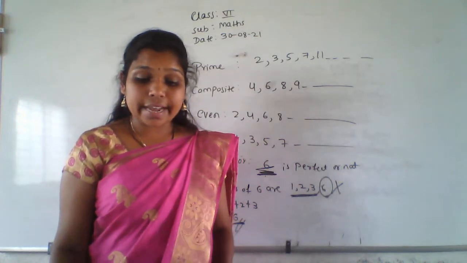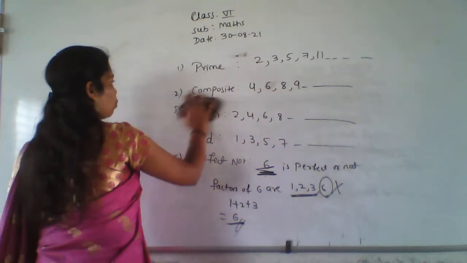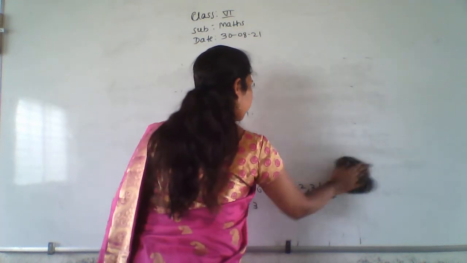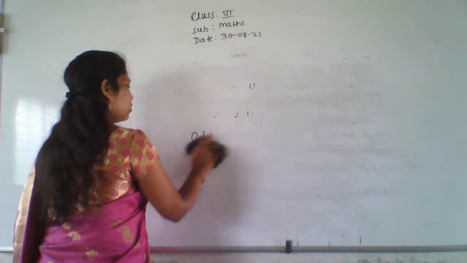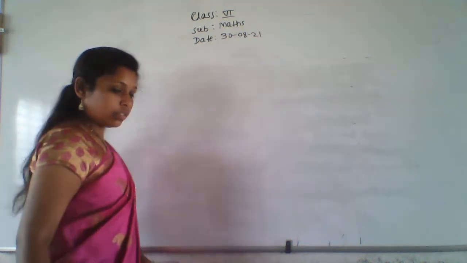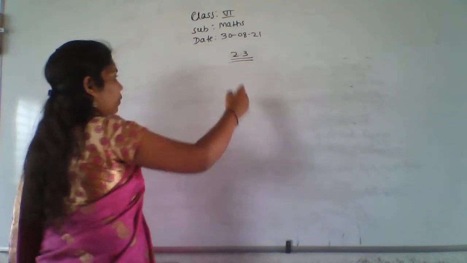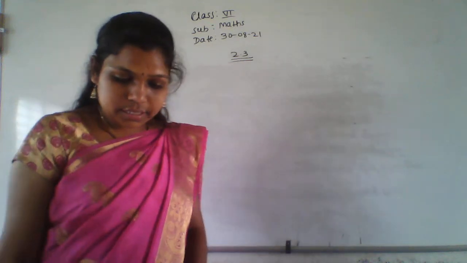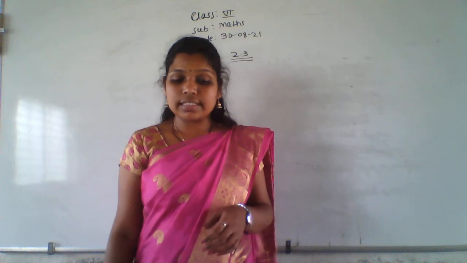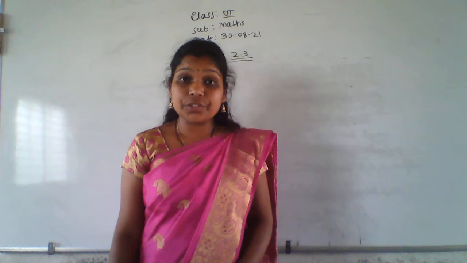Now we will go for exercise number 2.3. Start exercise number 2.3, everyone. In the first main, what is given? Fill in the blanks with the words even or odd against each statement.